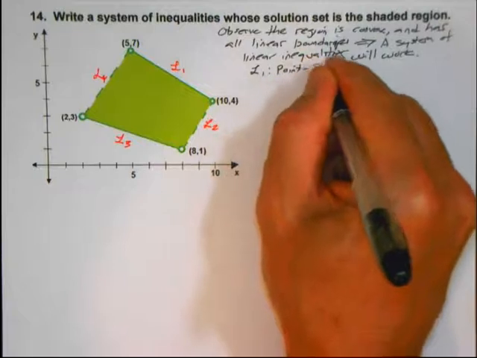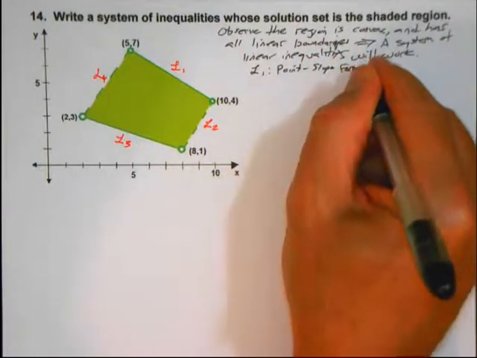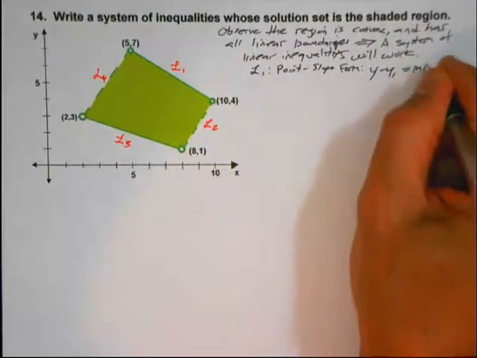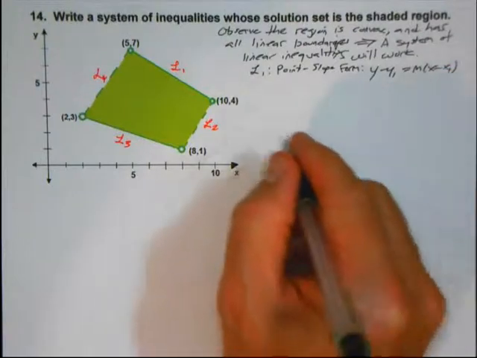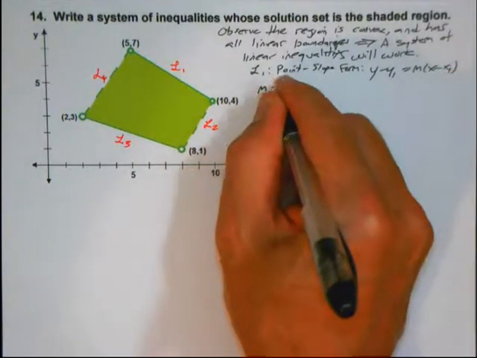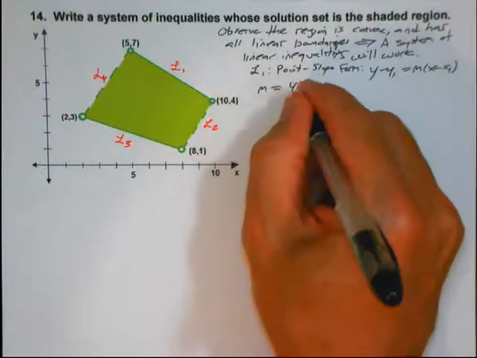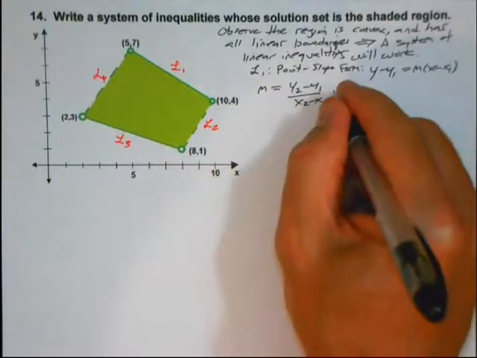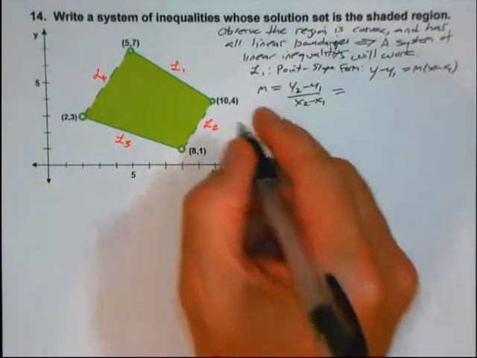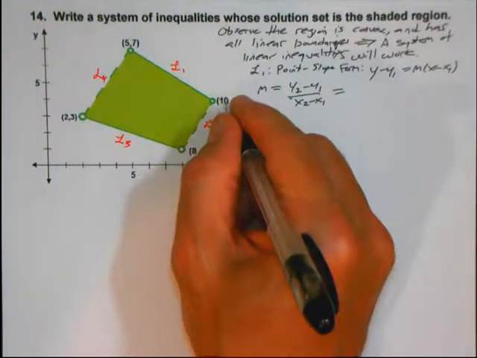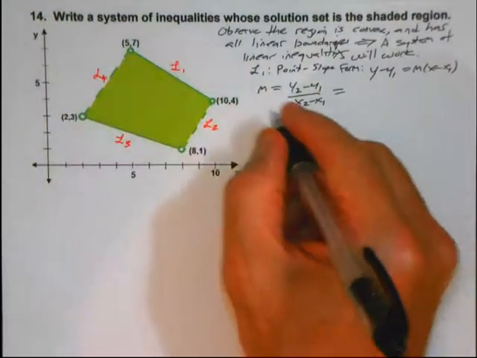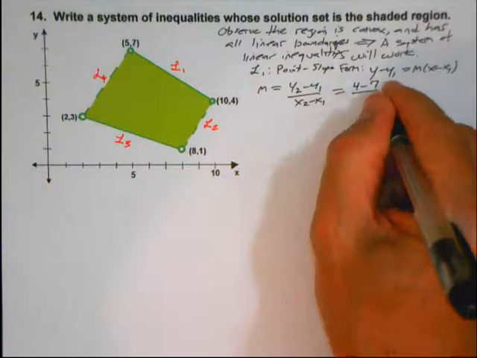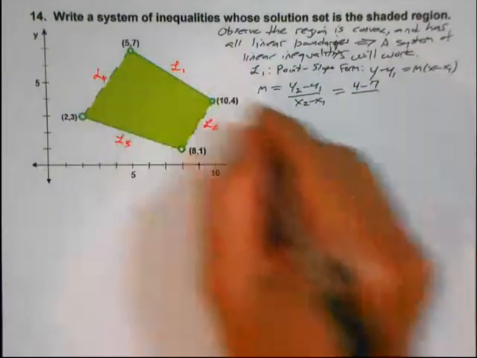Point-slope form. Remember, that is y minus y1 equal to m times x minus x1. Okay, we need the slope m. M will equal, we can use the y sub 2 minus y sub 1 over x sub 2 minus x sub 1 formulation for slope, and let's call this one the second point, this the first point. So now we have 4 minus 7 over 10 minus 5.